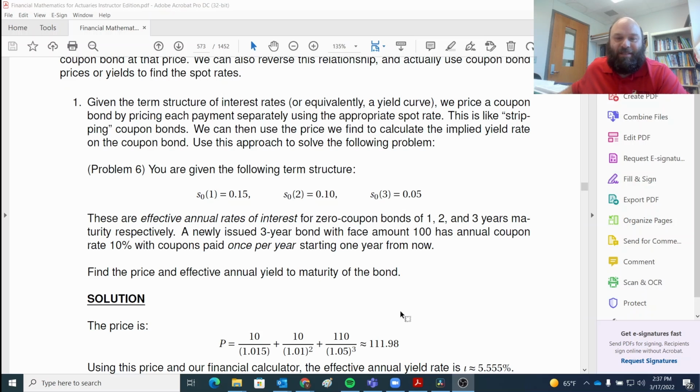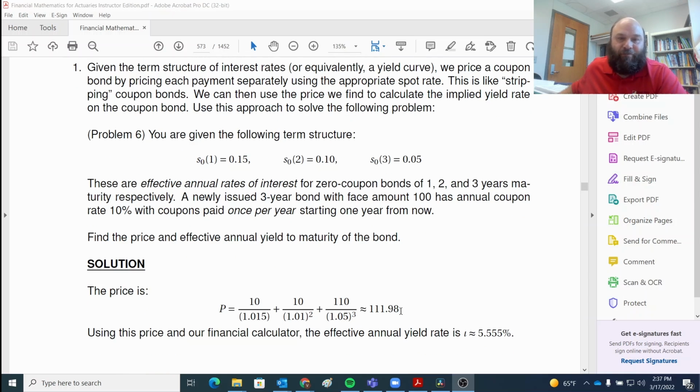Hey, it looks to me like it's a premium bond. Maybe not. I'm not sure. Well, the price is bigger than the redemption amount. So yeah. Anyhow, with this price, you can use the financial calculator now to figure out the yield. You put in 111.98 for the present value, -10 for the payments, -110 for the future value, 3 for n, and calculate the interest rate.